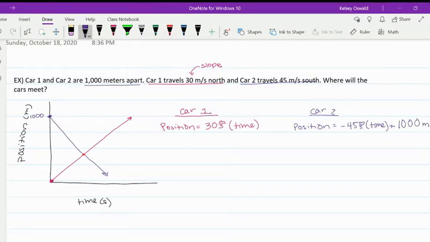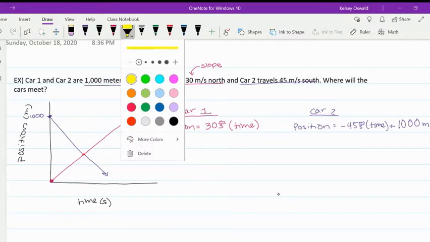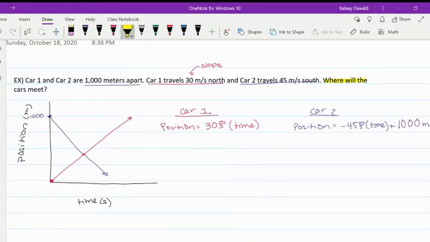All right, so once we have a sketch of what our motion looks like, we can then write an equation for the motion of car 1 and its position as a function of time, and car 2. So notice we have two separate equations for car 1 and car 2. Our end goal is to find where the cars will meet. Something important to keep in mind here is that when the cars meet, that means their position will be the same.